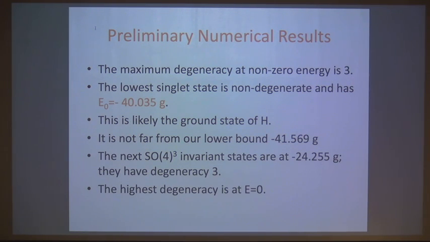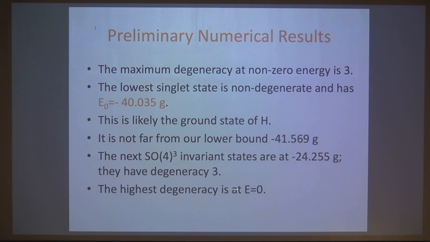So it's starting to, it gives you hope it's going to be SYK-like. The lowest singlet state is non-degenerate and has an energy which is pretty close to the bound, right? This is the lower bound we derived analytically, and this is close to it. The next states have degeneracy 3 and are still separated by a sizable gap. The highest degeneracy is at E equal to 0.